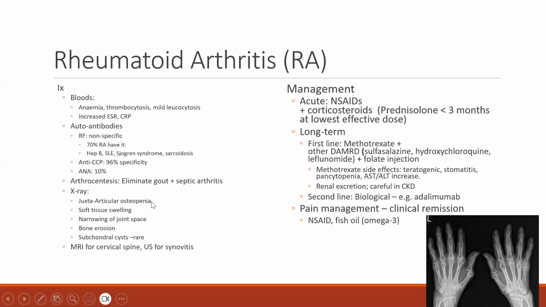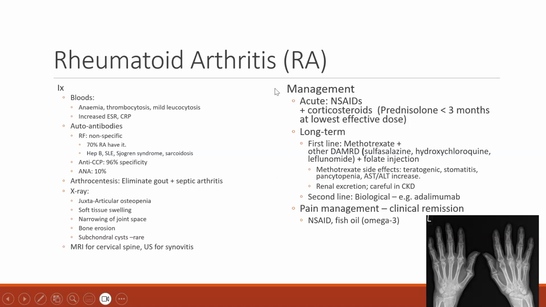X-ray: you get osteopenia, soft tissue swelling around the joint, narrowing of the joint space, bone erosion, and some chondral cysts. Differentiate between this and osteoarthritis on X-rays. The swelling in osteoarthritis is literally bony, so it'd be hard, while in rheumatoid arthritis it's soft because it's swelling. MRI for the cervical spine when it's affected, and ultrasound for synovitis.